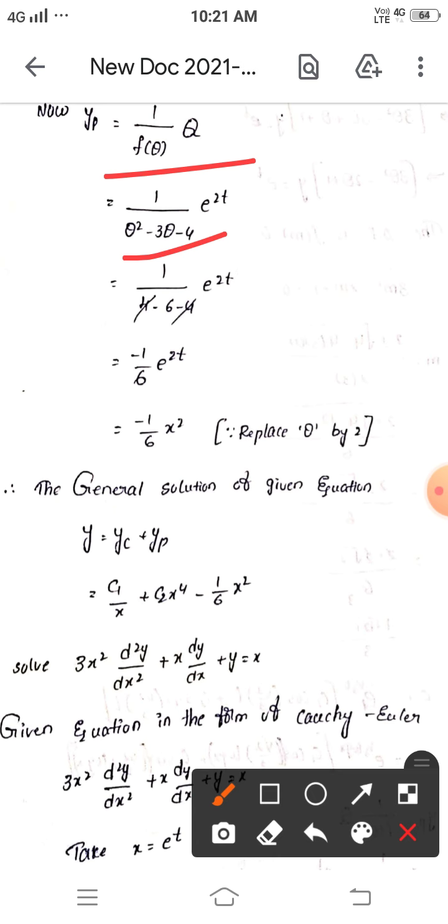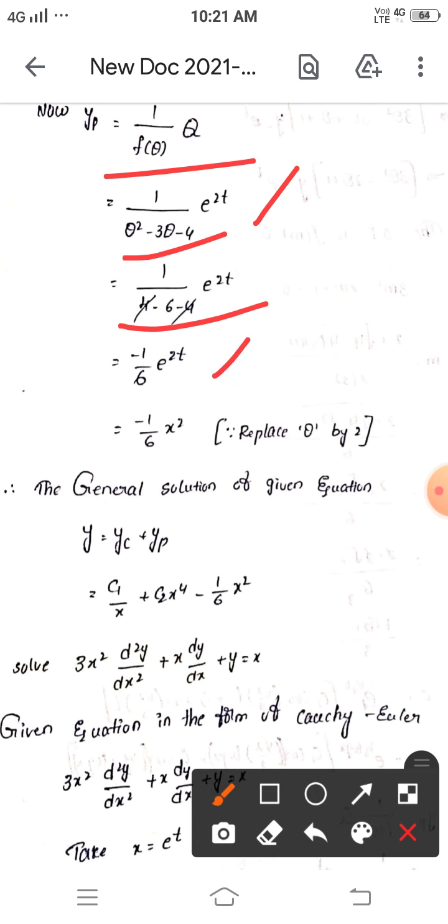Here, mind that theta is a differential operator. Q is e power 2t. So e power ax, simply replace theta by a. Here a is 2, so when we replace theta by 2, the value can be substituted and simplified. We get this condition.